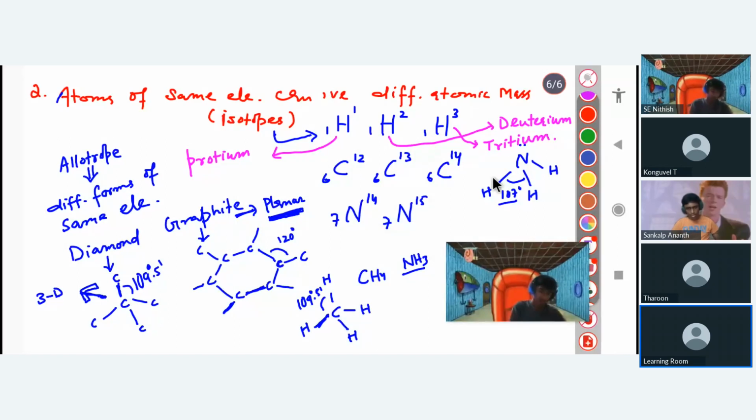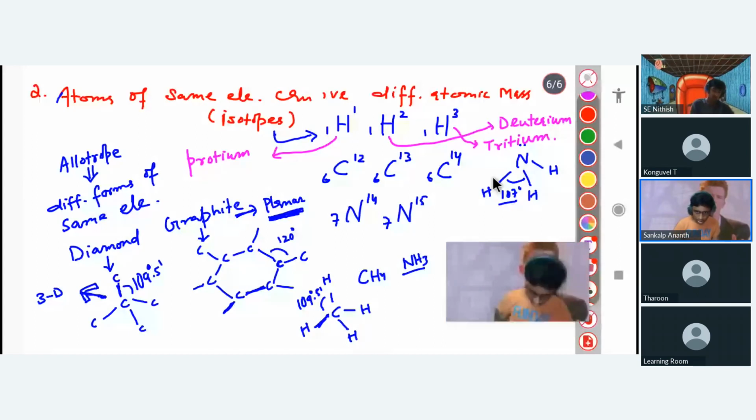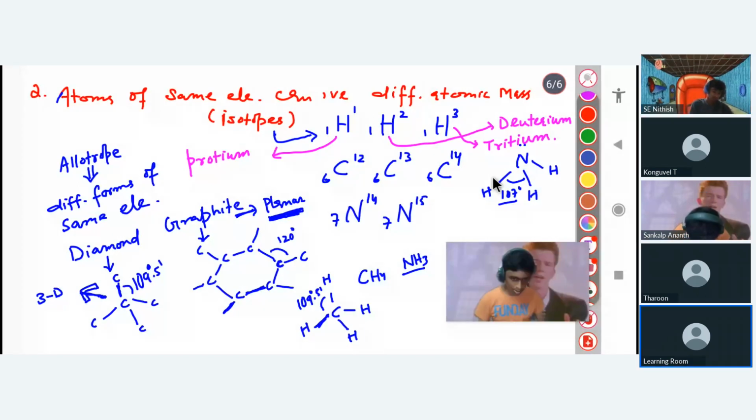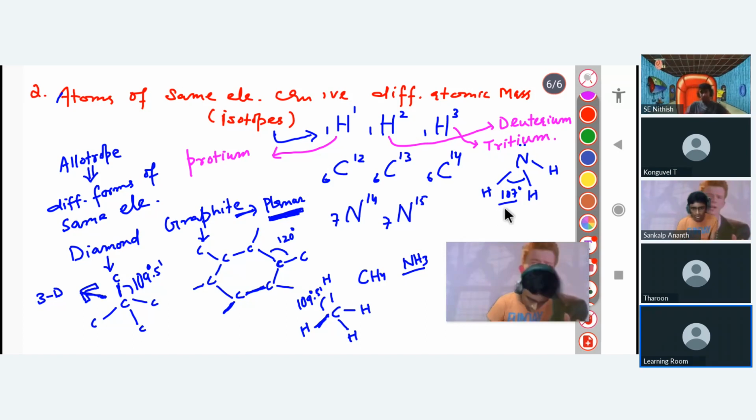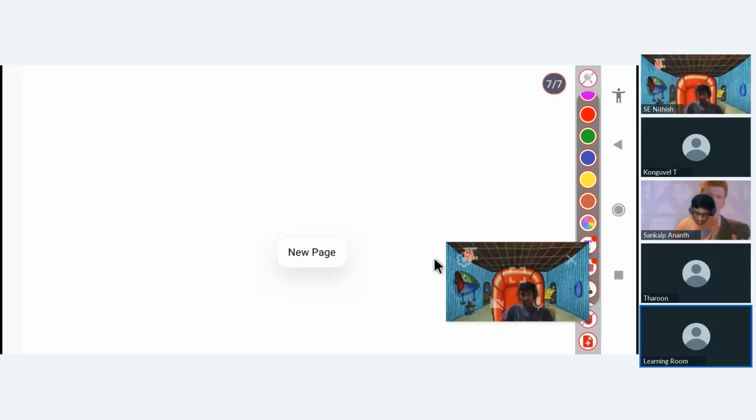Have you noted down these? Hydrogen has only three main isotopes, that is your protium, deuterium, and tritium. Only three. Okay, shall I move to the next? Tell me now the third postulate.